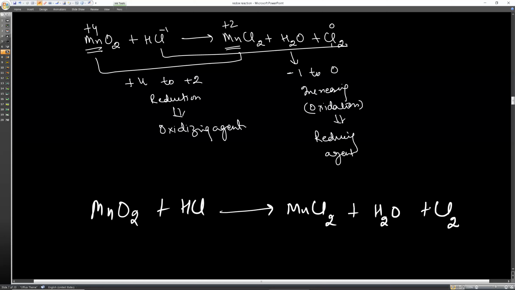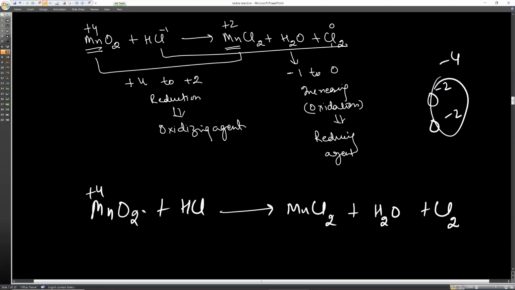What is the oxidation state of oxygen? -2. So -2 charge will create how much charge? If it is 2 oxygen atoms, they are having -2 each, the total charge will be -4. So if it is -4, then it will be +4 here to balance it. So Mn in MnO2 has oxidation state +4. Got it?